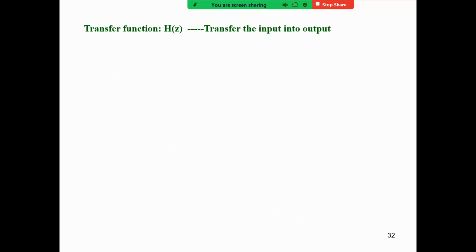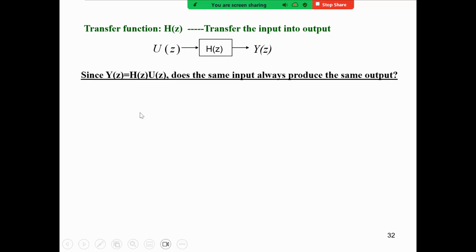Okay, now let's talk about the meaning of the transfer function. Transfer input into output. Compute output from the input. And also we know, if we use this, the output equals the transfer function times the input. Again, I ask the same question. Does the same input always produce the same output? I asked that question last week. You still remember the answer, right? Let me give you an example to show why this is not the case. The output equals the transfer function times the input only if the initial condition is always 0.